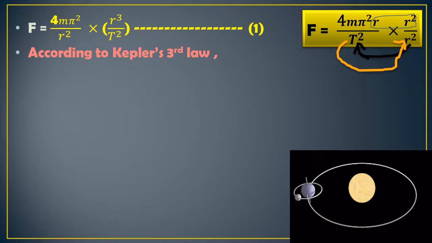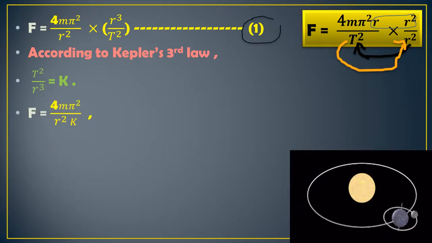Now students, what is Kepler's third law? The square of the period of revolution of a planet around the sun is directly proportional to the cube of the mean distance of the planet from the sun. So here we have removed the proportionality sign, and we have written here a constant k. So this is our equation number 1.